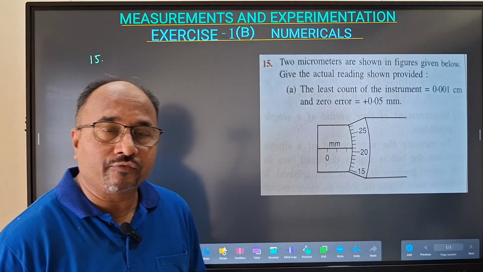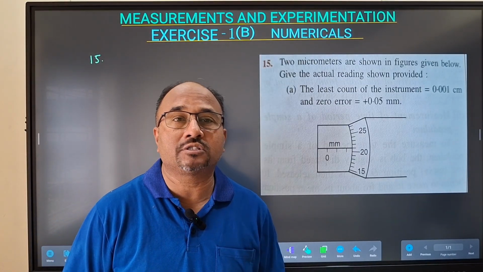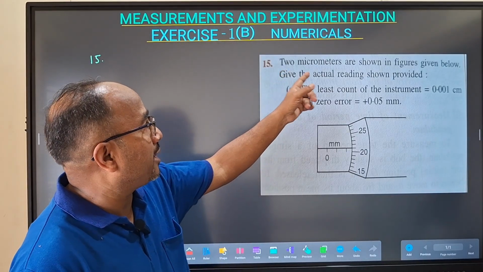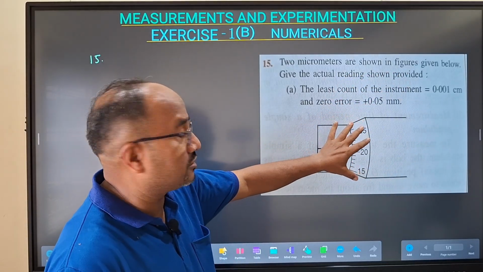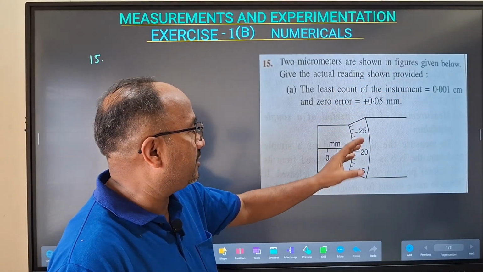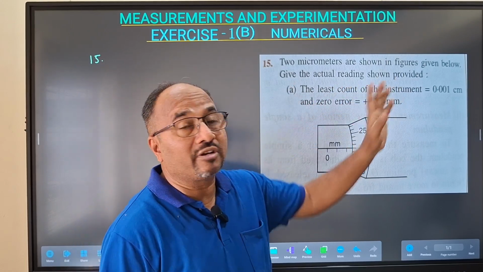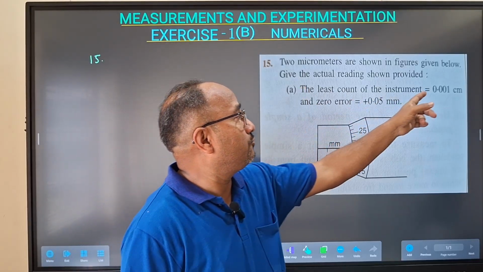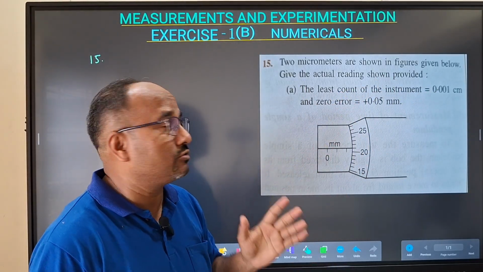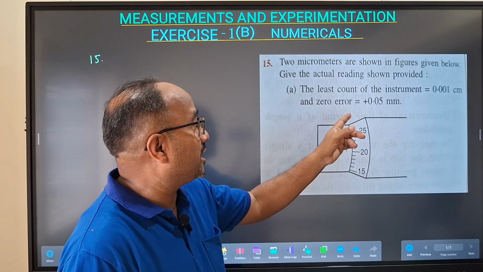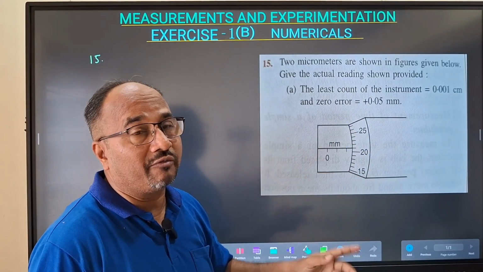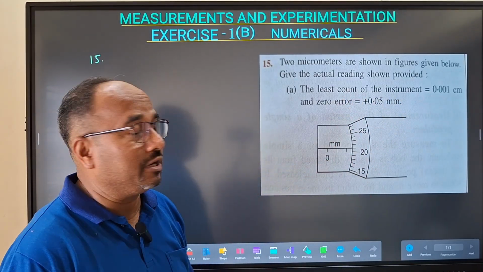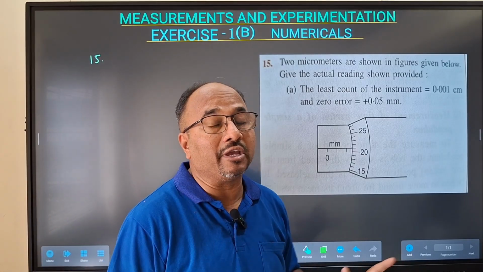Coming to numerical number 15, another important numerical because it is diagram based, and this is the diagram based numerical on a screw gauge. So it says 2 micrometers are shown in figures. In this, there's the one figure coming. In the next one, I will take the other figure. Given below, give the actual reading shown. We have to tell what is the actual reading here. The other information provided is that least count is already given as 0.001 centimeter, and the zero error is plus 0.05 millimeter. You have to be very careful in this about the units, because at one place it is in centimeter, other place in millimeter. We will try to work out the entire thing keeping it in centimeter.